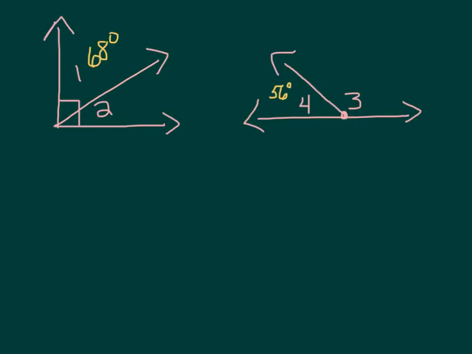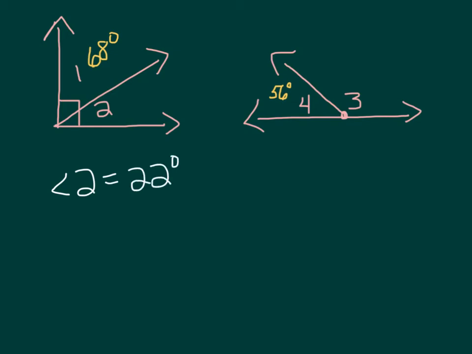Let's review a little more about complementary and supplementary angles. In the first diagram, if we know that angle 1 and angle 2 are complementary angles, then we know that angle 2 has got to be the complement of angle 1. And so if angle 1 is 68, then angle 2 must equal 22 degrees, so that their sum is 90 degrees.